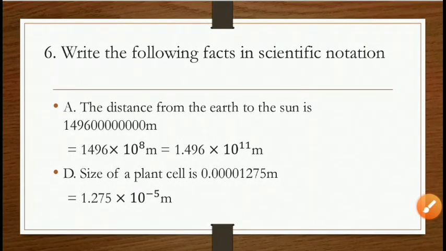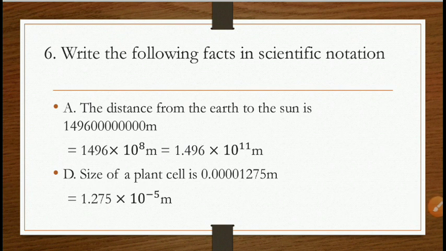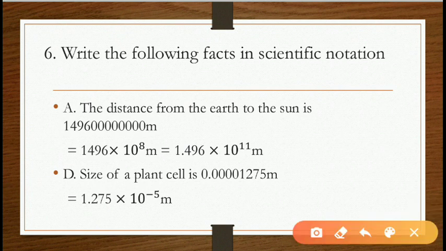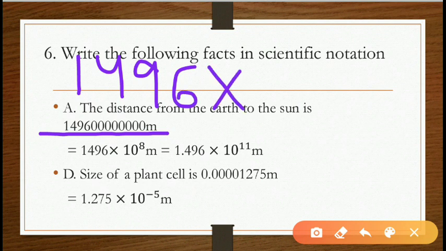Next question, write the following facts in scientific notation. Again in scientific notation, the distance from the earth to the sun is this, it is given. Okay, how will you write it in scientific notation? First of all, count how many zeros. 1 4 9 6 can be written as it is, 10 to the power, this is 8. Okay, so you write 10 to the power 8.